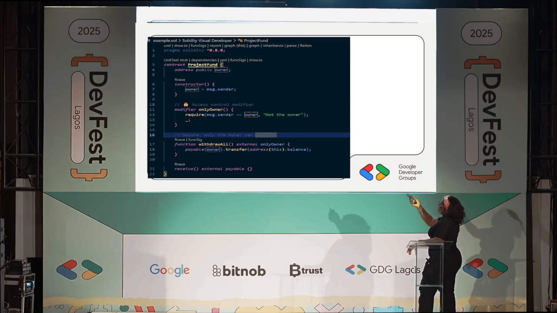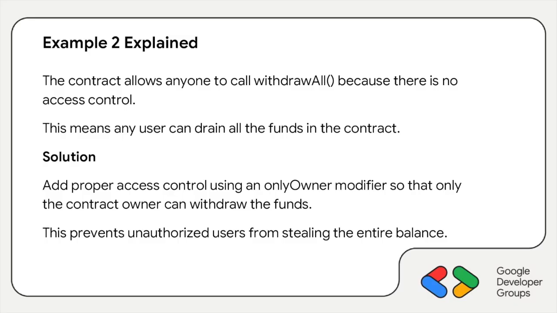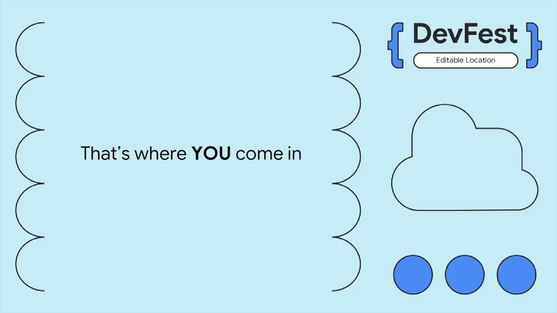So that's that. And then here, this is an explanation. Simple. The contract allows anyone to call the withdraw function because there is no access control. That's the name for that vulnerability, right? Access control. This means a user can drain all funds in the contract, but the solution is to add a modifier, which we had already seen.